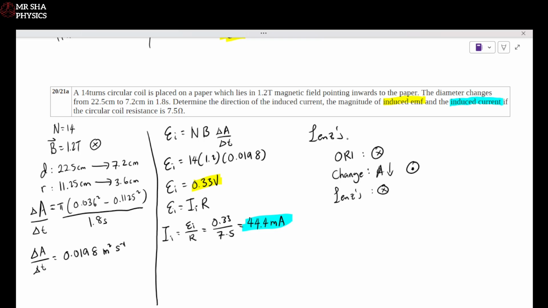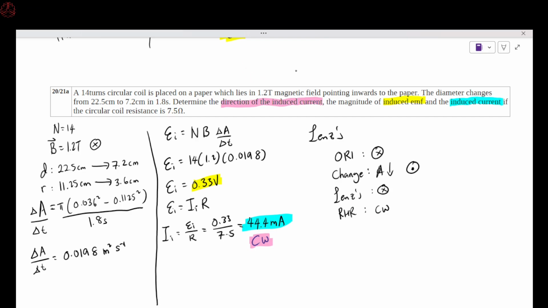And if I have my thumb pointing into the screen, or into the paper, I will have it clockwise. So when I apply the right hand rule, I will have clockwise. So that means the induced current 44.4 milliamps is going to be clockwise. All right, so that is the answer for the third part, which is the direction of induced current.